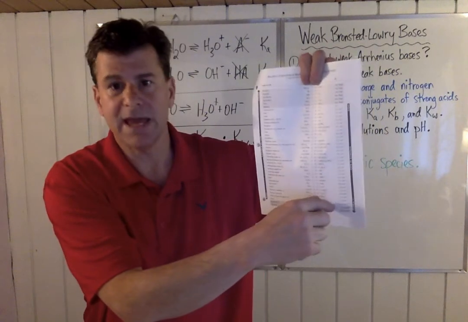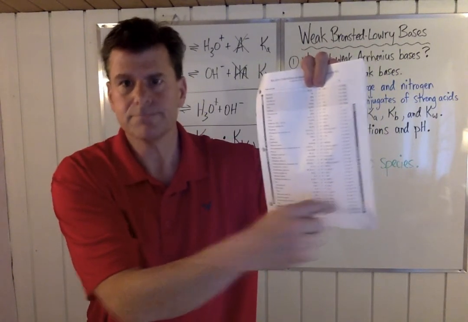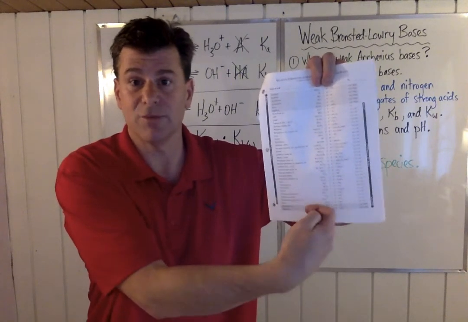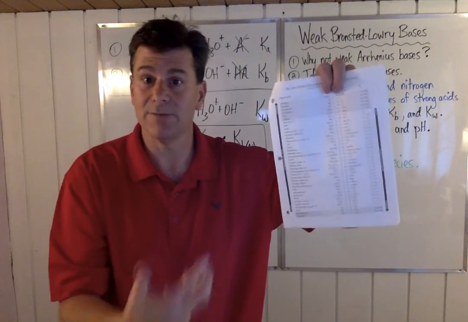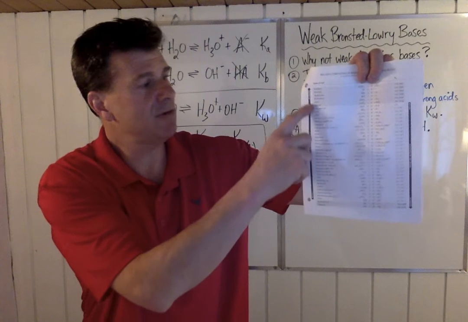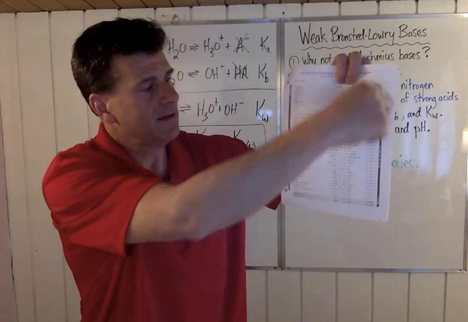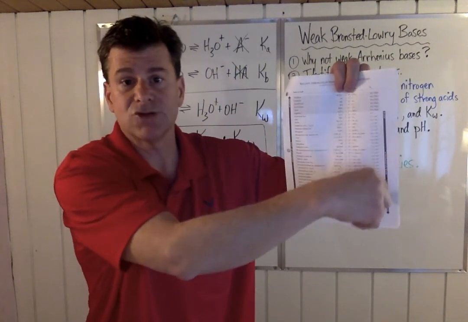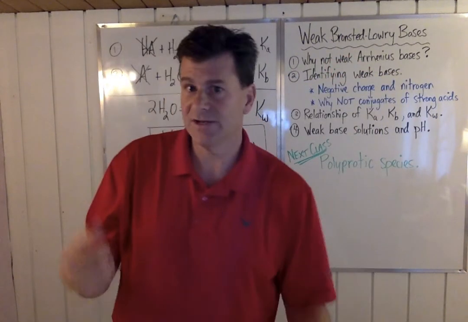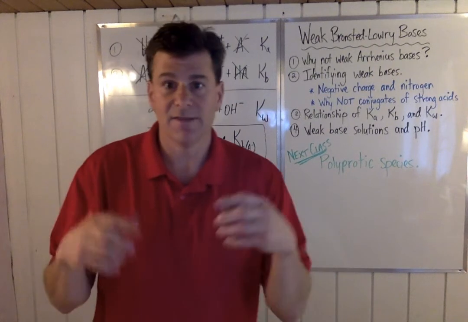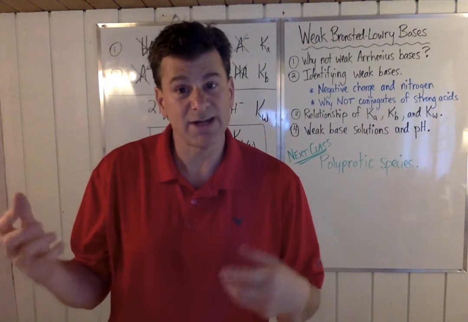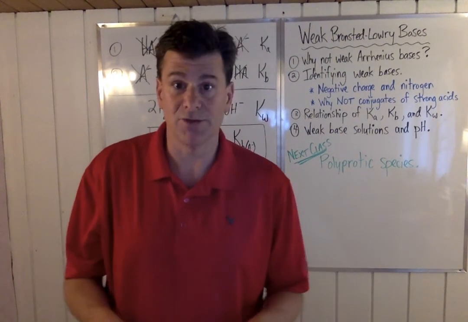Down here, the Kas are getting really, really small. And because they're getting really small, the Kbs of the bases going back the other way are going to get bigger and bigger. That's why this arrow says increasing strength of acid, and this arrow over here, increasing strength of base, and they're opposite to each other. That's an interesting little relationship between the Kb of a base and its conjugate acid's Ka. As one gets bigger, the other's got to get smaller, so they still multiply to Kw.